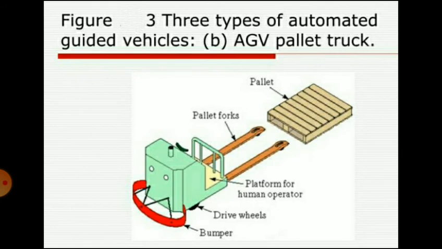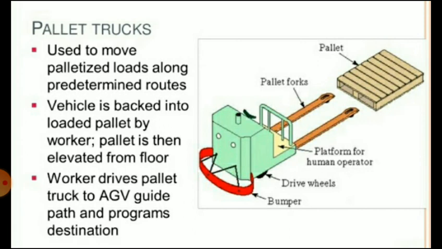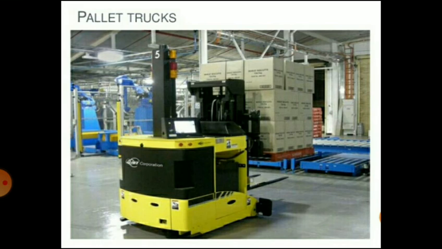So this is a diagram of automated guided pallet trucks. In the diagram you can see there is a drive wheel, then there is a platform for human operator and the forks that can be inserted into the pallets, and you can move that pallet from one position to another position on a defined or the predetermined routes. So you can see the diagram of automated guided pallet trucks that are used in an industry.